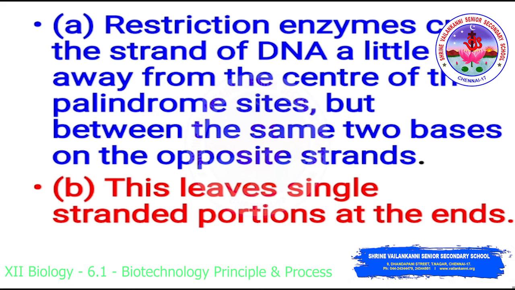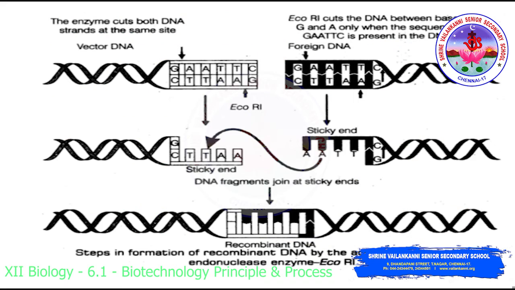Restriction enzymes cut the strand of DNA a little away from the center of the palindrome site, but between the same two bases on the opposite strand. So here you can see the palindrome site. The enzyme cuts both the DNA strands at the same site. EcoR1 cuts the DNA between bases G and A only when the sequence GAATTC is present in the DNA.